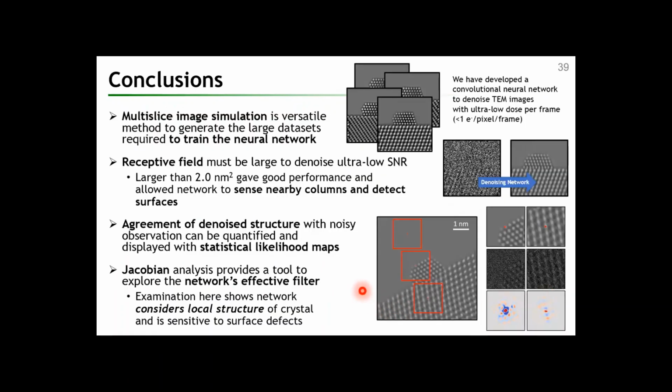I'll just conclude this section by saying that we've developed this convolutional neural network to denoise ultra low signal-to-noise images, and that the receptive field was a really important parameter to improve the performance. As the noise becomes more severe, the receptive field has to become larger. And then we can quantify the agreement between the denoised structure and the noisy observation using these statistical likelihood maps. I didn't have time to go into this, but we are also able to understand how the network is denoising in different regions of the image.